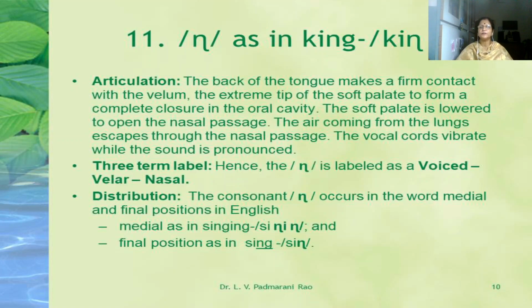During the articulation of this sound, the back of the tongue makes a firm contact with the velum, the extreme tip of the soft palate, to form a complete closure in the oral cavity. The soft palate is lowered to open the nasal passage of air. The air that is coming out from the lungs escapes through the nasal passage. The vocal cords vibrate while the sound is pronounced. Notice that all the nasals are voiced. So the three-term label for the sound in K-I-N-G, king, is voiced, velar, and nasal.